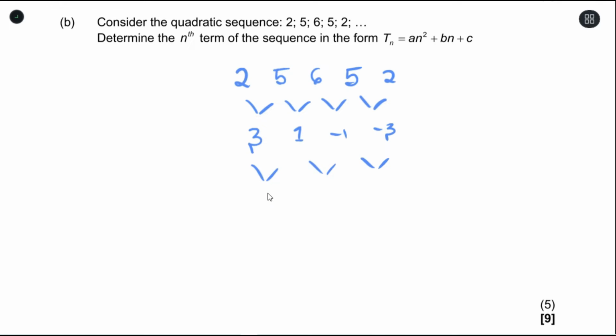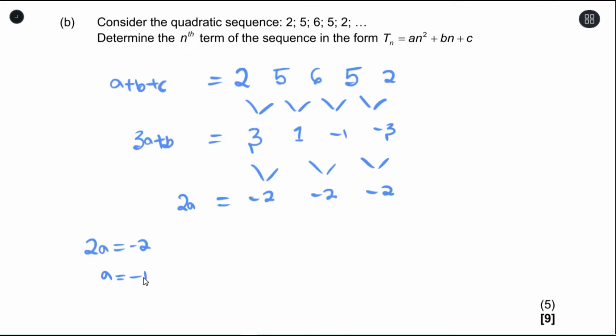This one's going to give you 1 minus 3 is negative 2. Negative 1 minus negative 1 gives you negative 2. Negative 3 minus negative 1 gives you negative 2. So now we normally say that A is equal to this here, 3A plus B is equal to this, and this is A plus B plus C. So simplifying this to get our values, we're going to say that 2A is equal to negative 2. So therefore, A is equal to negative 1.